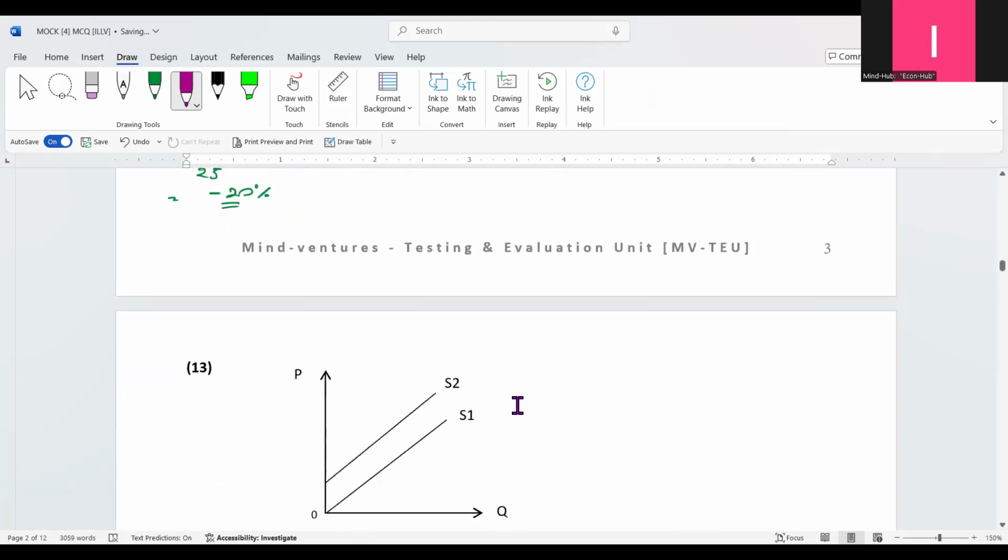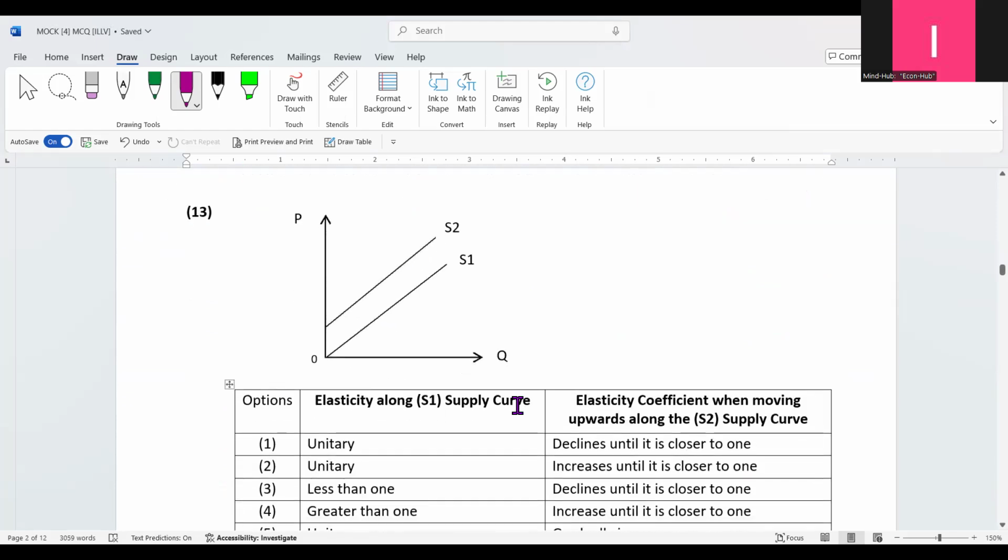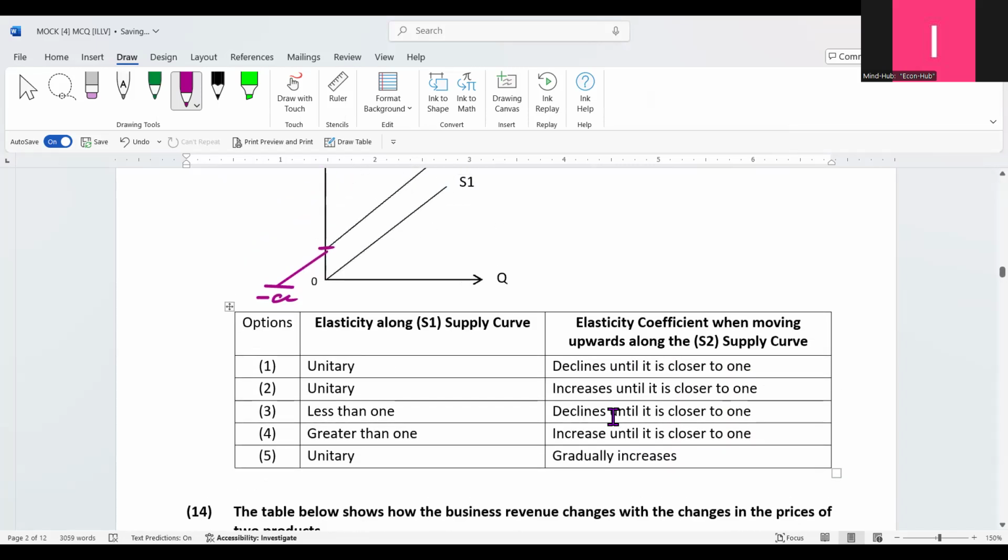Right. Question number 13. You have two supply curves, S1, S2. S1 is clearly unitary elastic. S2 is elastic because it's intersecting the price axis on the positive side, and eventually it will intersect the quantity axis on the negative side. Got it? Right. So what do we know? S1 is unitary. So any answer that says it is not unitary is wrong.